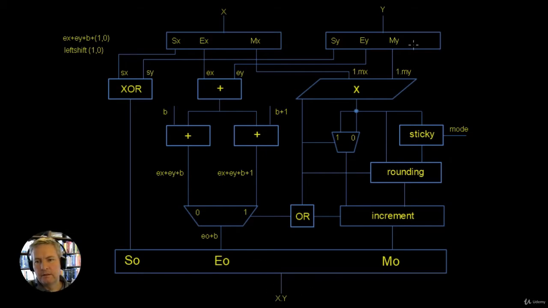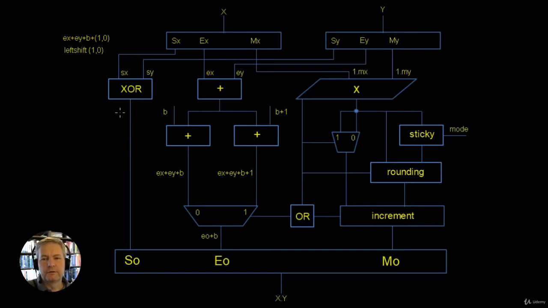Now the first level here, we've got a couple of boxes. Now those boxes are used in order to split the signal for our X and our Y into the sign, the 8-bit exponent and the 23-bit mantissa for both X and Y.